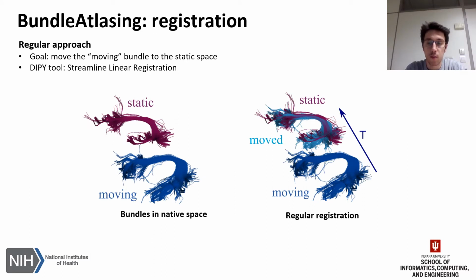So the first thing we want to do here is to register each pair of bundles so that they are aligned. Here we could follow the regular approach of registration, in which we define one bundle to be the static or reference bundle. This is going to be our target space for registration, and the other bundle is going to be the moving bundle. That means that we are going to try to find a transformation that moves the moving bundle so that it overlaps with the static bundle. This is already available in Dipy and it's called the streamline linear registration.